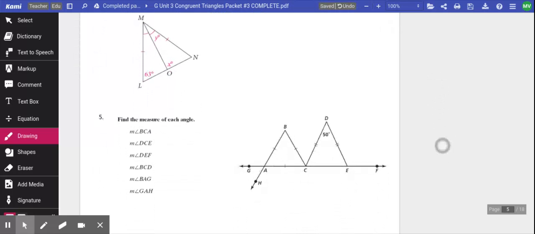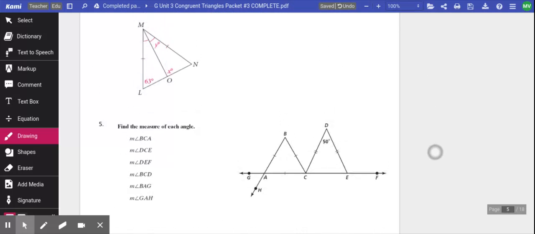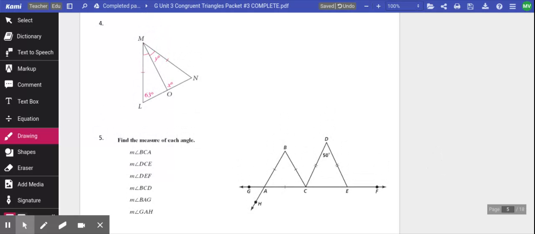So here are 2 more examples that I want you to pause and try to figure out, and then come back and check.